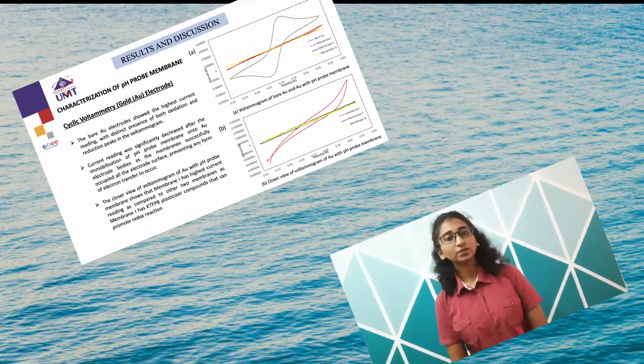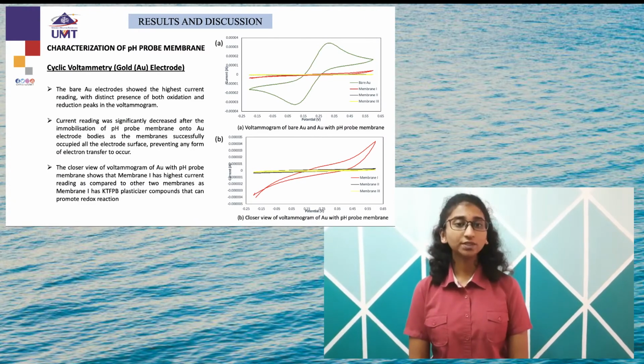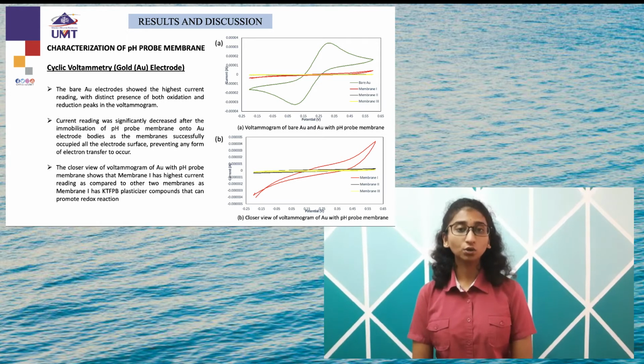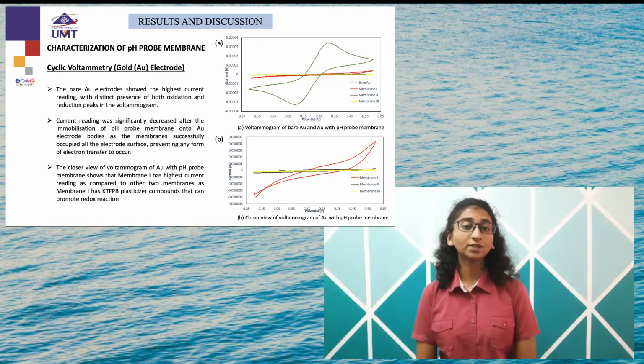For the cyclic voltammetry analysis, there are two types of electrode used, namely the gold electrode and glassy carbon electrode. Here we took the results of the gold electrode as it shows peaks with high resolution.